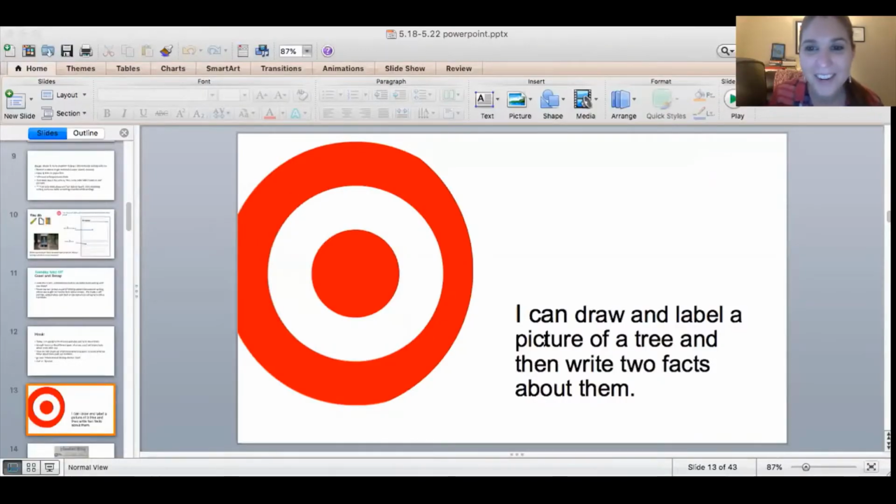Time for our learning targets so that you know what is expected of you today. So what you are going to be able to do, let's say it together. I can draw and label a picture of a tree and then write 2 facts about them. So that's what we're going to do. We are going to draw and label a picture of a tree, and then we will write 2 facts about trees, 2 facts that we know.